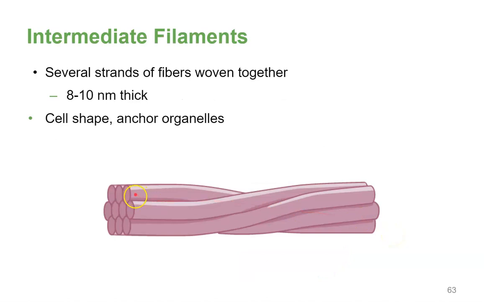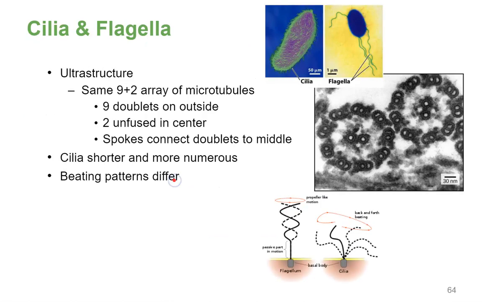Intermediate filaments are solid. They look like those Twizzler pull-apart candies, and they help anchor the cell organelles, and you can find them throughout the entire cell. So cilia and flagella are made up of microtubules. So remember, they're those hollow tubes. They are very large, and when they are attached to motor proteins, they can move.